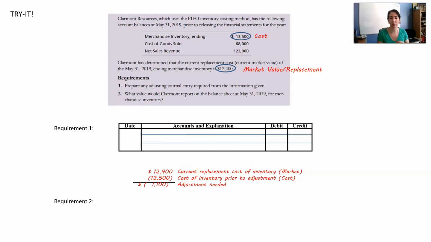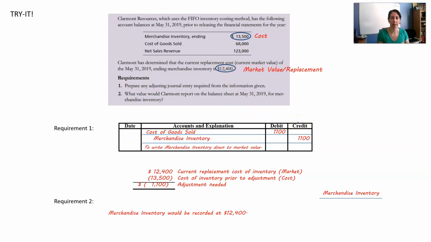So my journal entry is going to be a debit to cost of goods sold, same as it was before, and a credit to merchandise inventory for $1,100. They asked, what would they report it for as merchandise inventory? Well, now inventory would be reported at $12,400, the lower amount. Okay, there you go, to illustrate the journal entry there.